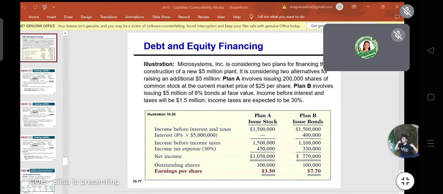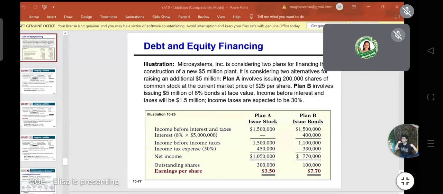With the issuance of bonds, there's no change in outstanding shares. So there is no additional shares, and we have 100,000 existing shares. So the net income is 770, then you divide that by the number of outstanding shares, so that earnings per share is 7.7. Earnings per share is very important data for how investors look at the company. Okay, so that is issuing bonds.